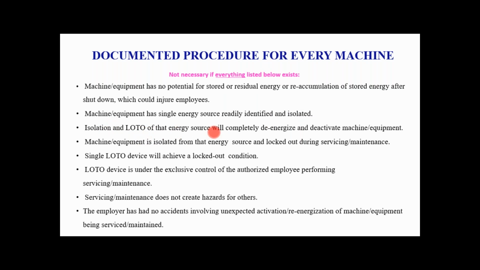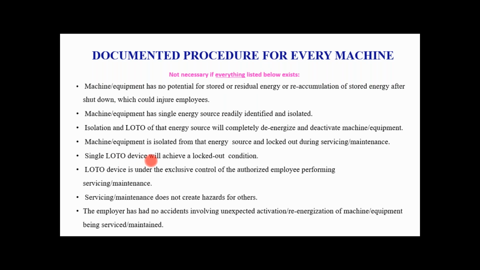Then the isolation and LOTO of that energy source will completely de-energize and deactivate the machines or the equipment. So D means remove. So we have already removed these energy sources. We have already removed the residual energy, stored energy, or other types of energy from that machine or equipment. That is called perfect isolation. Then the machine or equipment is isolated from the energy sources and locked out during the servicing and maintenance also. So during these activities also we have to follow all these steps. That is the removal of the energy source, locking of this energy source, removal of the stored energy and residual energy.